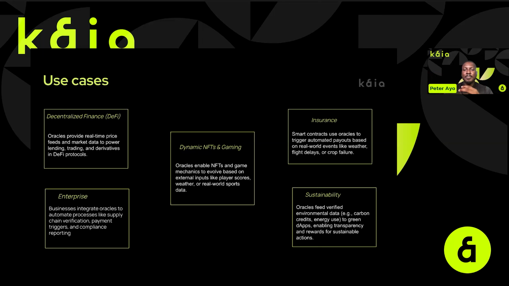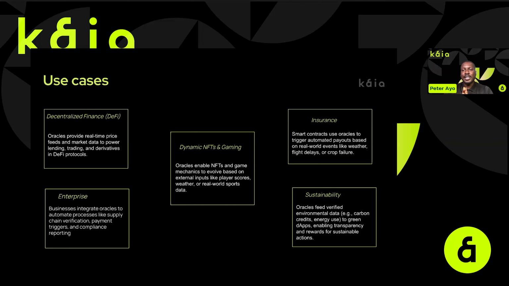Also in your game, you might want to fetch a particular player score off-chain and bring it on-chain. Take, for instance, if you're trying to build Dream League on-chain, you would want to get the performance of a particular player off-chain and bring it on-chain, right?